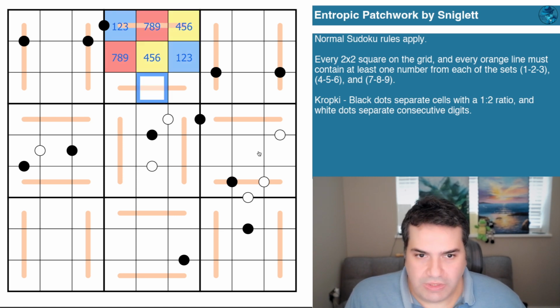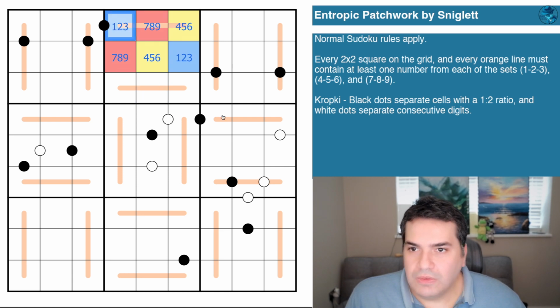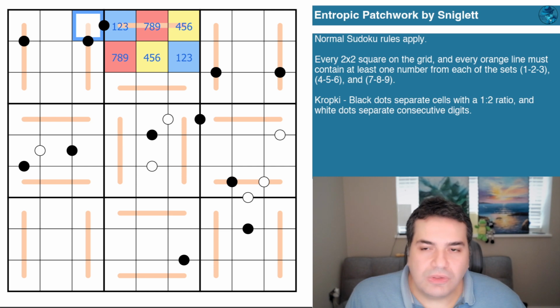So what else do we have? We've got Kropki dots, black dots specifically. So black dots separate cells with a 1 to 2 ratio, and white dots separate consecutive digits. So let's take a look at this cell for the moment. This is saying it is 1, 2, or 3. How would I pencil mark this cell?